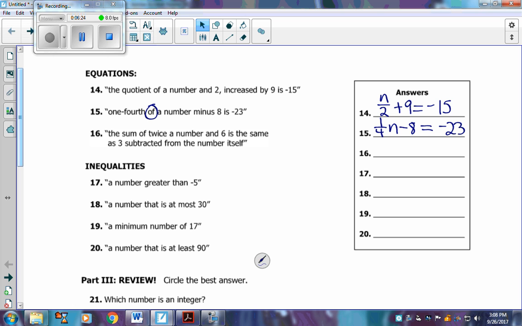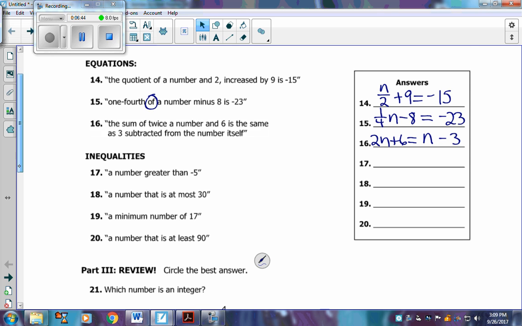The sum of twice a number and 6, so that you're adding together twice a number and 6, so that's 2n plus 6, is the same as, equals, 3 subtracted from the number itself. So I'm going to subtract 3 from something, and that something is that number.